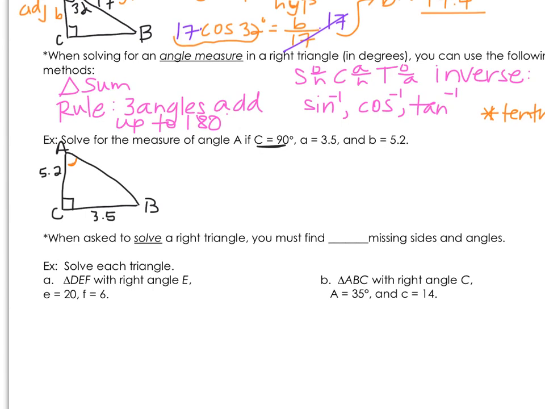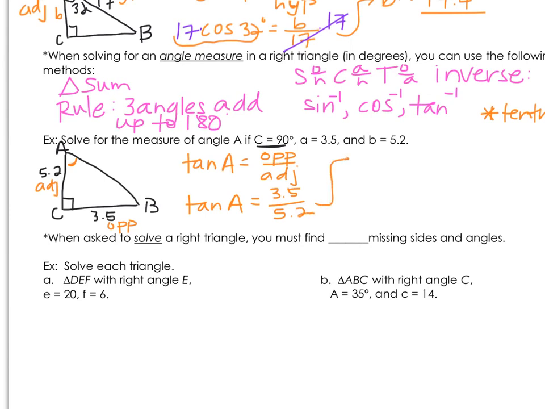Again, thinking SOHCAHTOA and inverse, this time the 3.5 and the 5.2 represent opposite and adjacent. And looking at our SOHCAHTOA inverse, that's going to be tangent. So we'll say tangent of A equals opposite divided by adjacent. When we plug in what we know this time, we don't know capital A, therefore we'll leave it on that left-hand side. On the right-hand side, opposite is 3.5 and adjacent is 5.2.